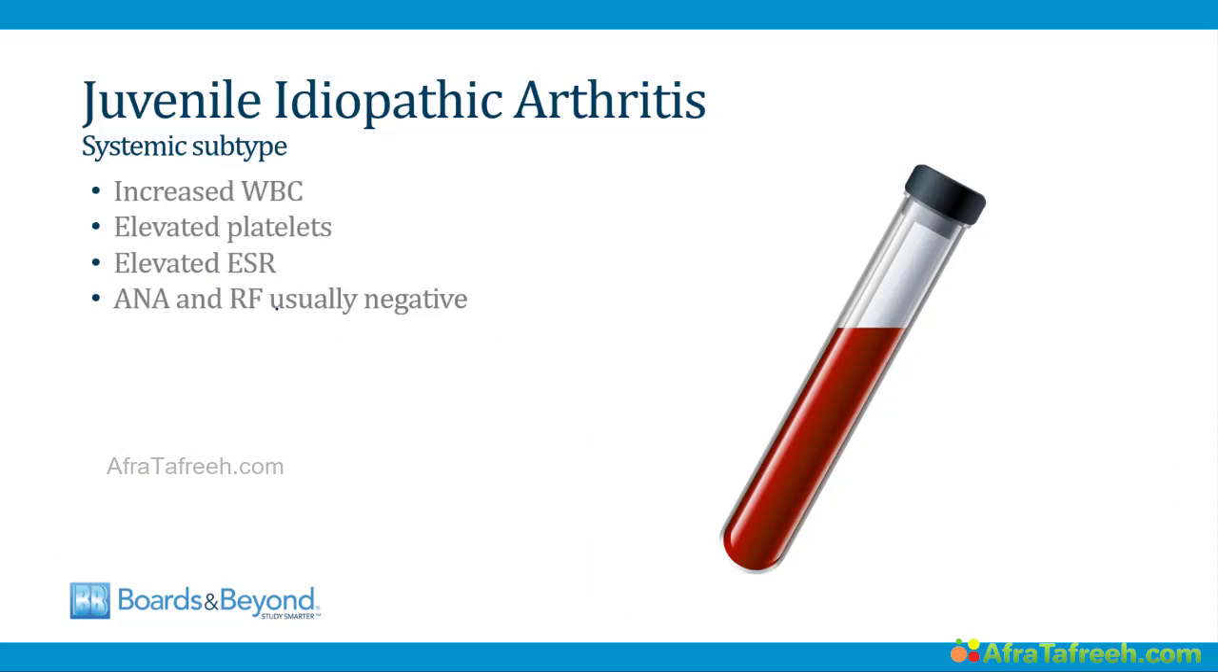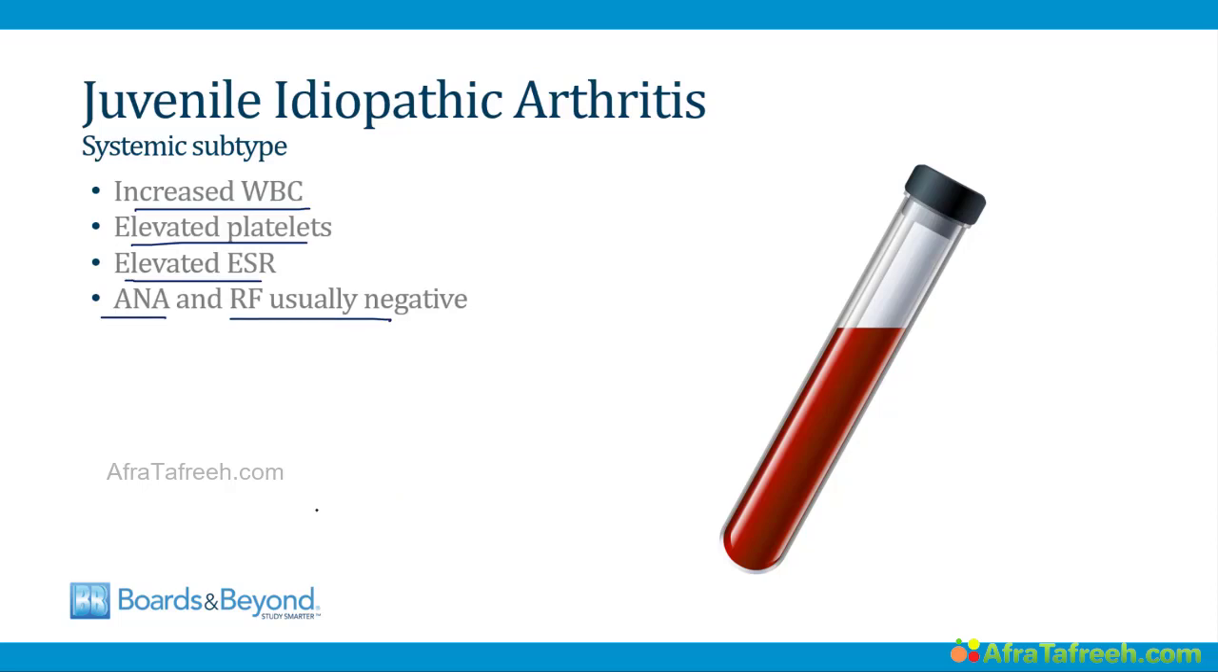Besides all those things on the last slide, the systemic subtype can present with a high white blood cell count, elevated platelets, and an elevated SED rate. The ANA test and rheumatoid factor are usually negative. But once again, watch out for that high quotidian fever, that temperature spike once per day, with the temperature going back to normal afterwards.